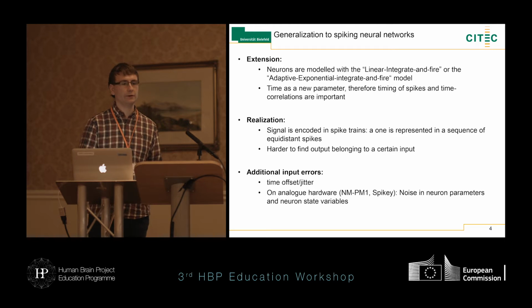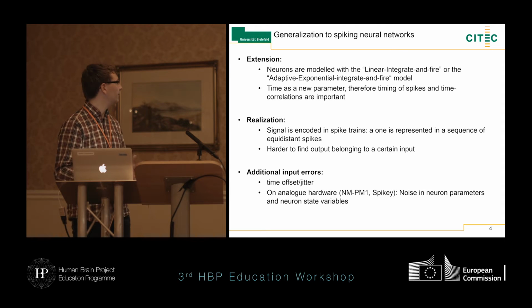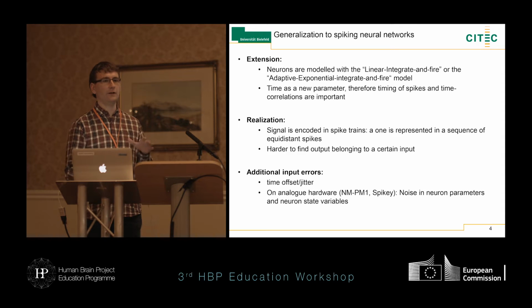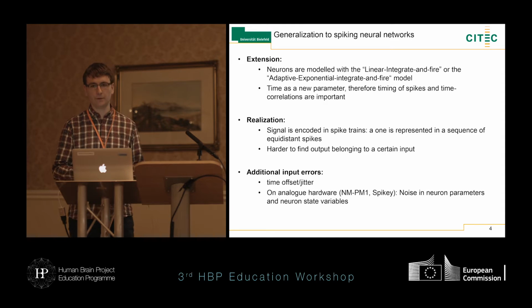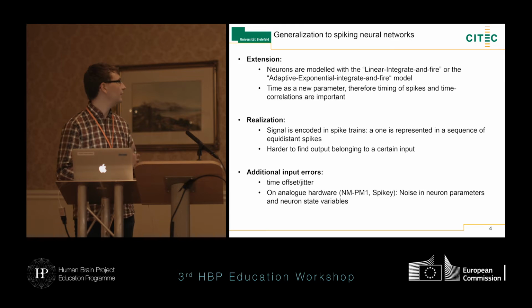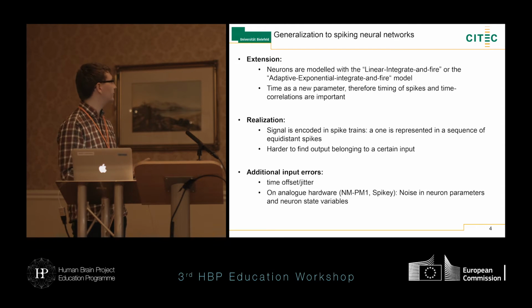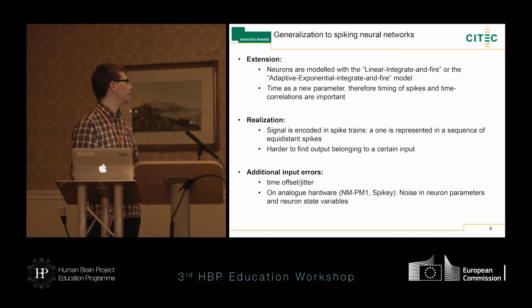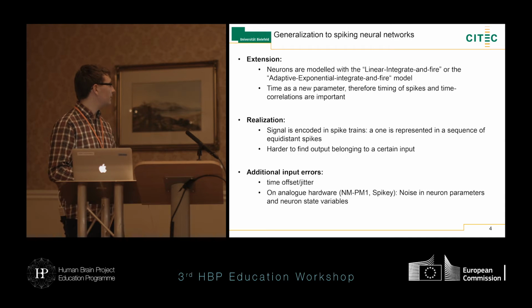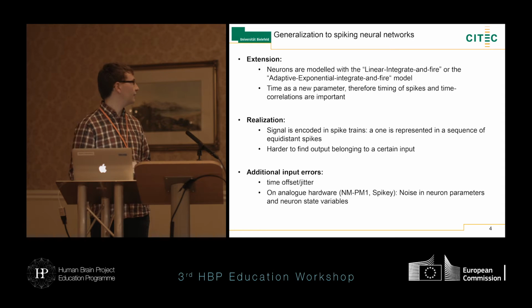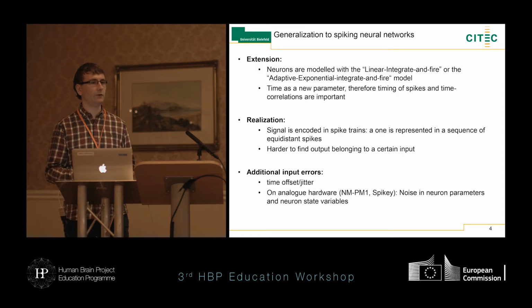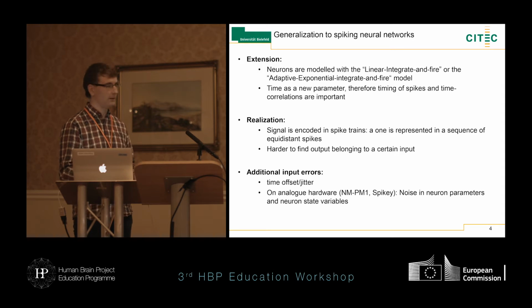Another problem which we face is that instead of a single input, which is instantly fed to all neurons, we have a stream of input and a stream of output, and we have to recover which output belongs to which input. And all in all, we also get some additional input errors like offsets and jitter in the spike timings.